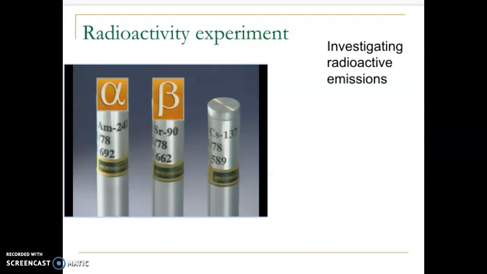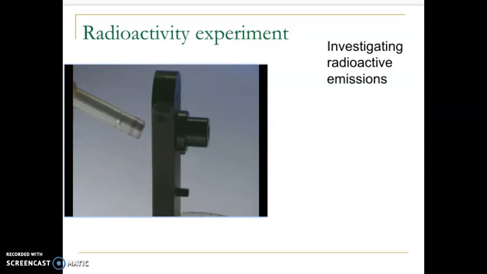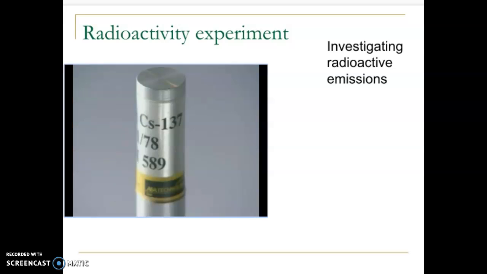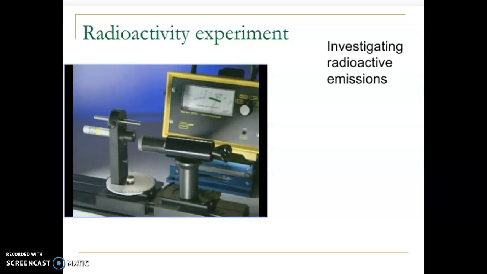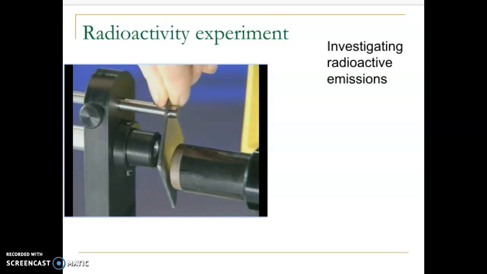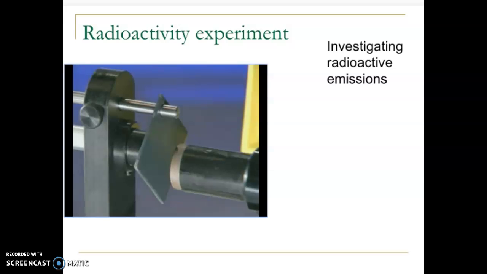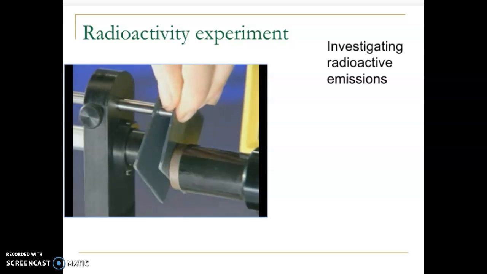Alpha, beta, and gamma. Each has a different penetrating power. Cesium-137 is a source of gamma radiation. At this distance, the count rate is about 50 per second. Place a piece of paper in its way and nothing happens. A thin sheet of aluminium also has no effect. Gamma radiation is very penetrating. Several pieces of lead are needed to absorb this high-energy radiation.